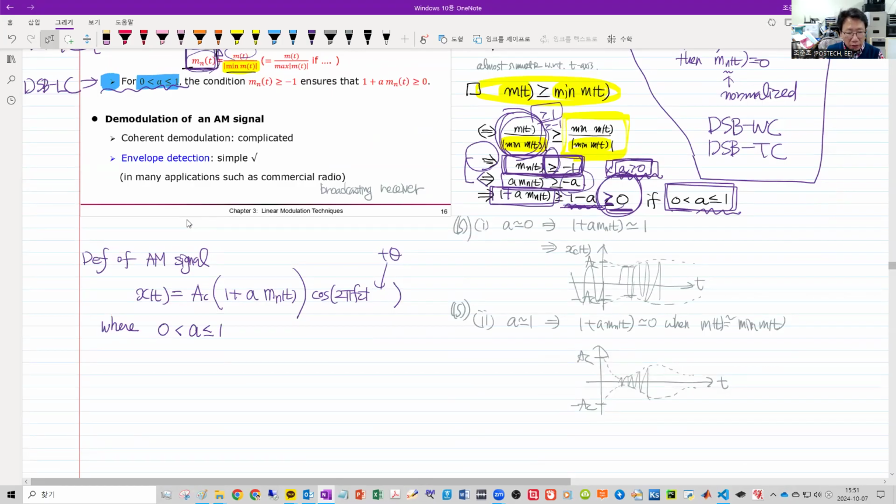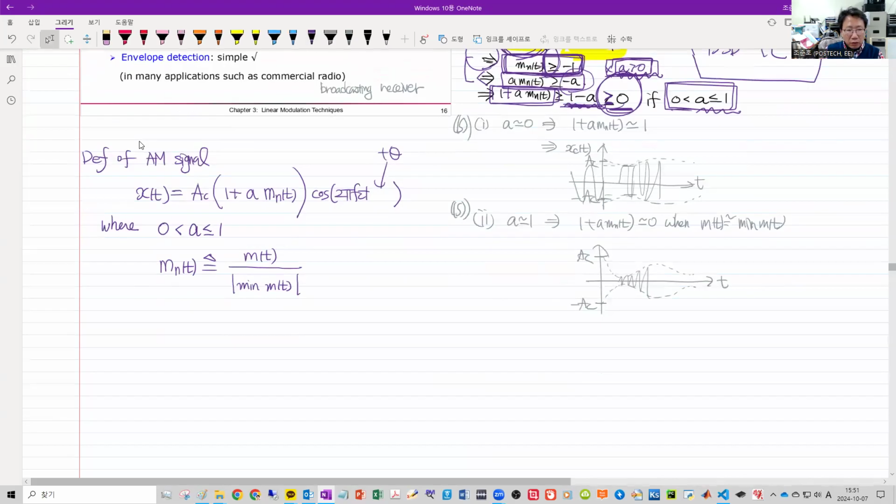Okay, and M sub n of t is defined as the message signal divided by the absolute value of its minimum. And what do these two conditions mean? It is this. So we start from the minimum: M of t is greater than or equal to its minimum. And assuming that the minimum is non-zero, we divide both sides by the absolute value of the minimum.